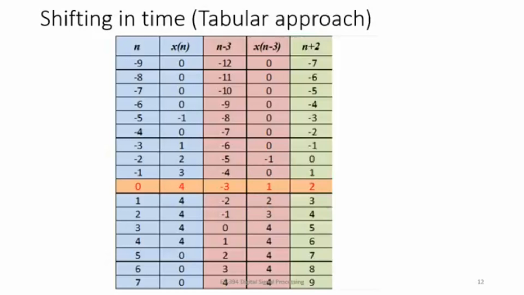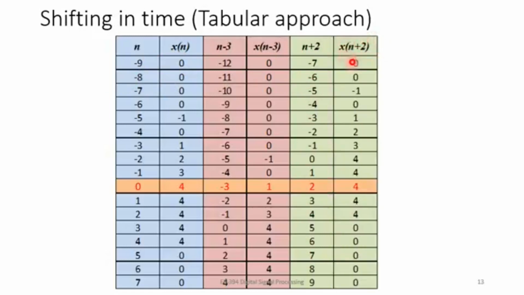Similarly, if you are interested in finding x[n plus 2], then we first find out the values of n plus 2. So minus 9 will become minus 7, minus 8 will become minus 6, and so on. Against these n plus 2 values, we write x[n plus 2] values. Against minus 5, we have seen that there was minus 1. Against minus 4, it was 0, and so on. But the point to note is that, as indicated earlier, the origin will occur at this value of 4. So this tabular approach comes in handy if one gets confused in how to delay or advance the signal.